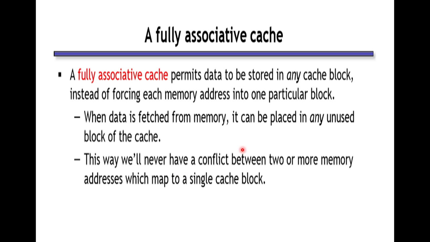One more type is the fully associative cache. A fully associative cache permits data to be stored in any cache block instead of forcing each memory address to a particular block. So when data is fetched from memory, it can be placed in any unused block of the cache. So there will never be a conflict between two memory addresses which map to a single cache block.